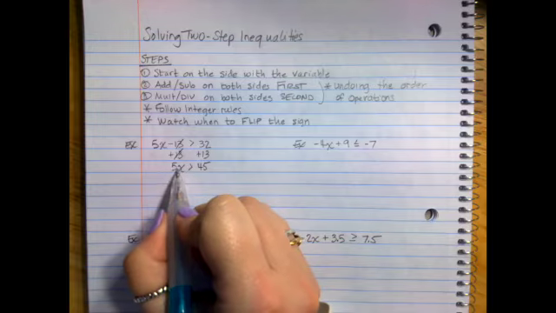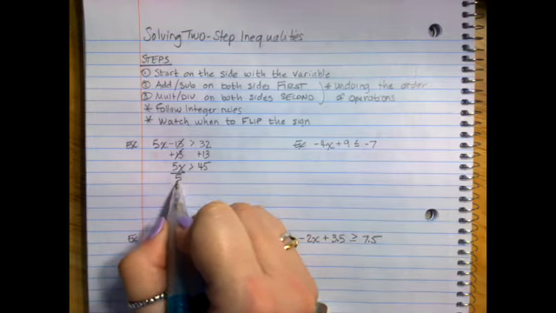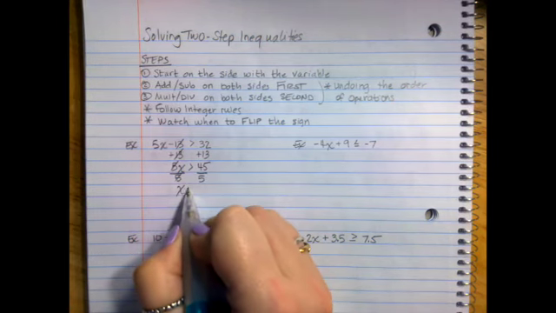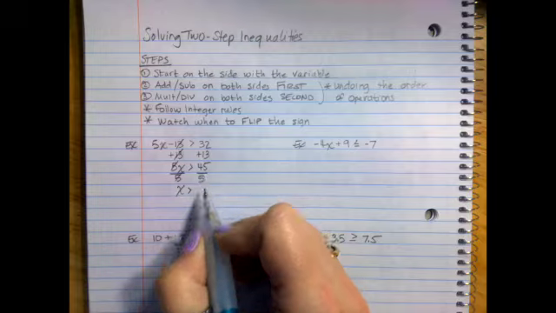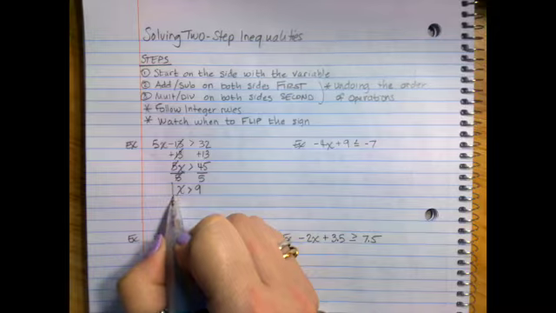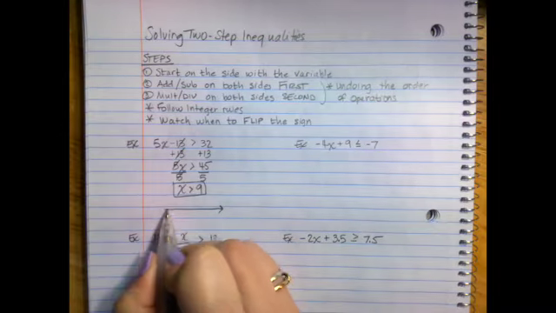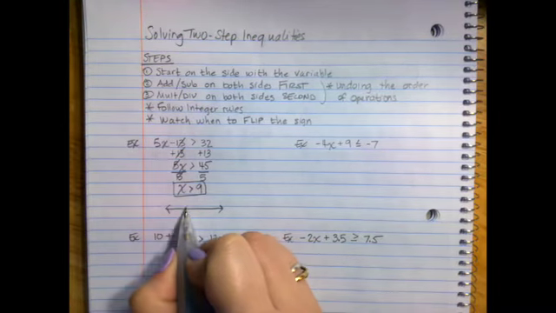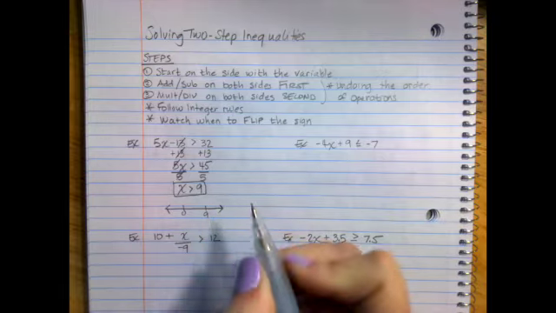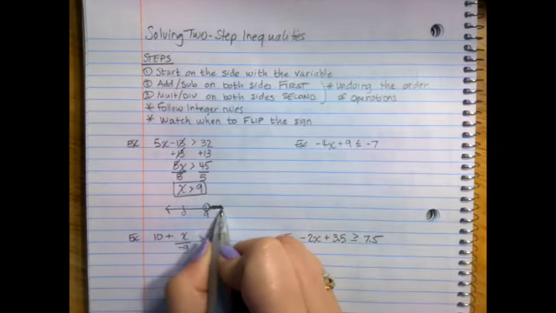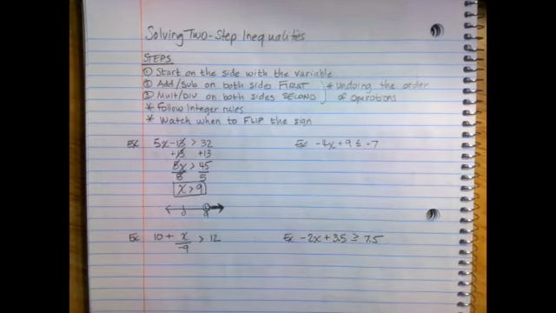Next, since I'm multiplying, opposite would be to divide. So I'm going to divide by 5 on both sides. Those cancel. And then 45 divided by 5 is 9. So my solution is x is greater than 9. So graphing, show your 0, show your 9. Greater than 9, so I leave it open and I shade to the right.